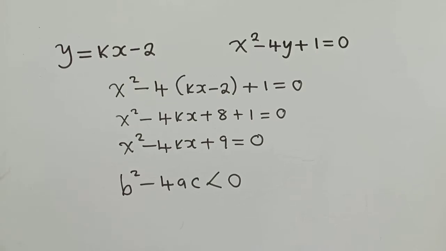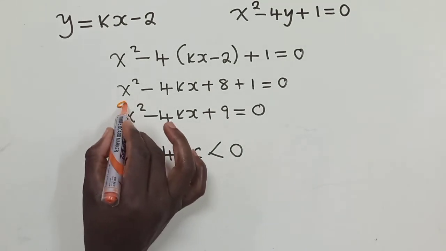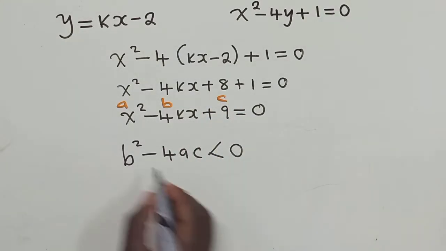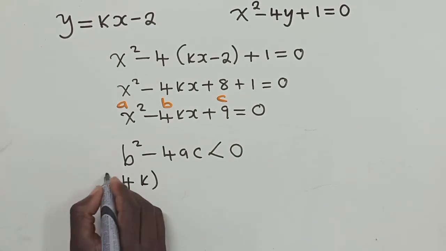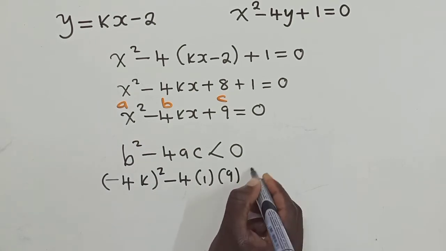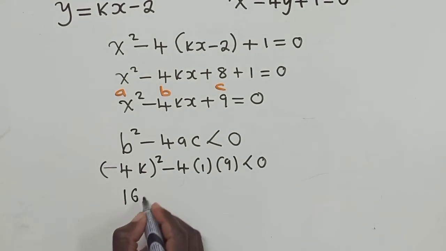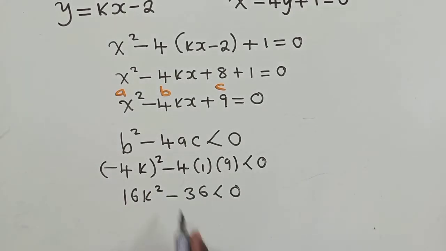All right, so right now I can pick, okay? So I'll say this is my A, my B, and my C, okay? So I can plug them in. My B is negative 4x. So you write, my A is 1, C is 9, less than 0. So now you work out things. You have 16k squared minus 36 is less than 0. When you multiply everything here, you get 36.